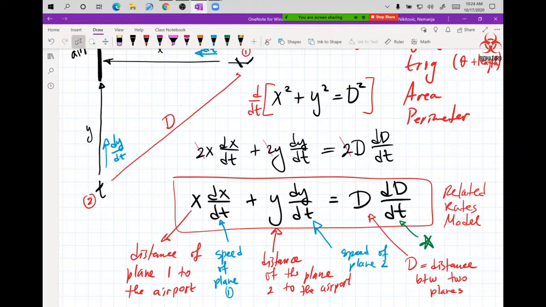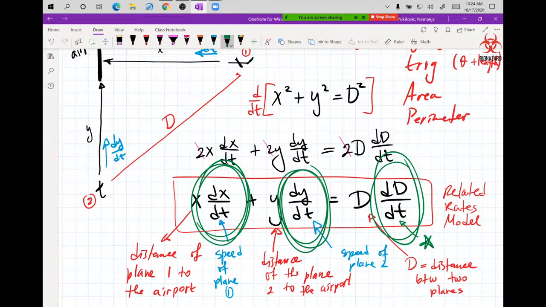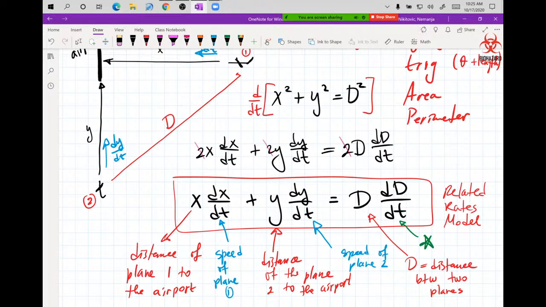So we started with a simple Pythagorean theorem, and as soon as we used implicit differentiation to take derivatives with respect to time, we got those speeds. Speed of plane 1, speed of plane 2, and the speed at which the distance between the two planes is decreasing. So all I need to do now is to pick up the numbers from the text and plug those numbers where they belong to see how quickly the distance between the two planes is decreasing.